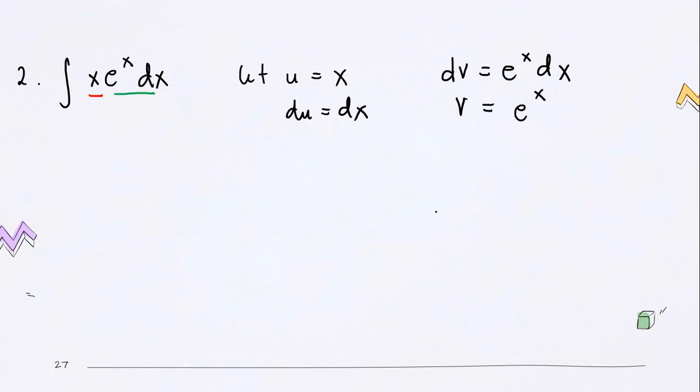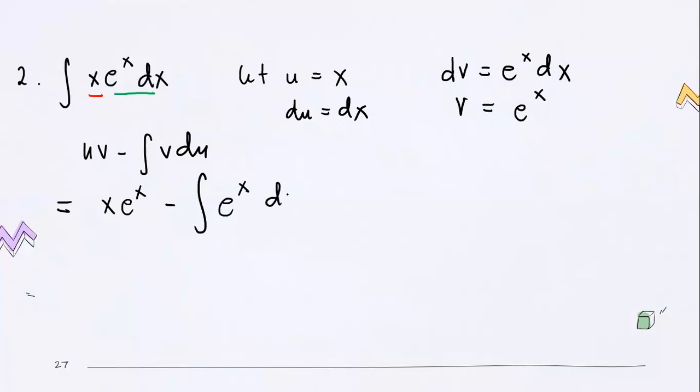The uv formula: uv minus the integral of v du. Therefore we have uv, x e to the x, minus the integral of v, which is e to the x, du, which is dx. Therefore, this one is equal to x e to the x minus e to the x plus c. The integral of e to the u du is e to the u plus c. Okay, final answer.